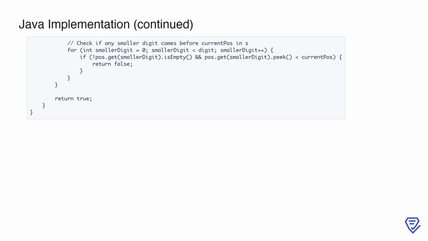If any of these smaller digits have a position that is less than the current position, it means the transformation would violate the order, so we return false. If no such condition is encountered, we proceed to the next digit in T. Once all characters in T are processed without issues, we return true, indicating that S can indeed be transformed into T using the specified operations. This approach ensures that the transformation is both efficient and respects all constraints of the problem.